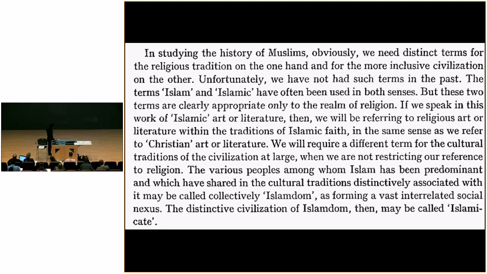If we speak in this work of Islamic art or literature, then we'll be referring to religious art or literature within the traditions of Islamic faith, in the same sense as we refer to Christian art or literature. We will require a different term for the cultural traditions of the civilization at large, when we are not restricting our reference to religion. The various peoples among whom Islam has been predominant and which have shared in the cultural traditions distinctively associated with it may be called collectively Islamdom, as forming a vast interrelated social nexus. The distinctive civilization of Islamdom then may be called Islamicate.